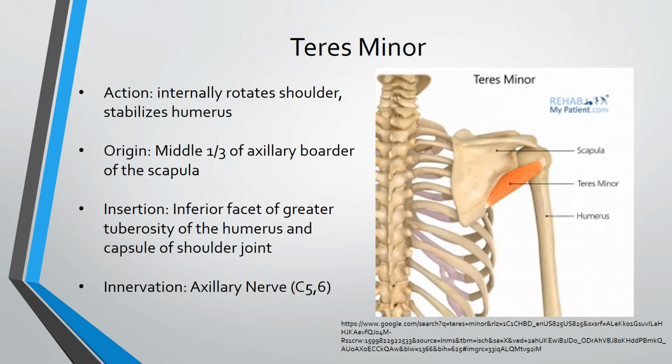The teres minor originates in the middle 1/3 of the axillary border of the scapula. Its action is to externally rotate the shoulder and stabilize the humerus. The insertion is on the inferior facet of the greater tuberosity of the humerus and the capsule of the shoulder joint. The innervation is the axillary nerve C5 and 6.